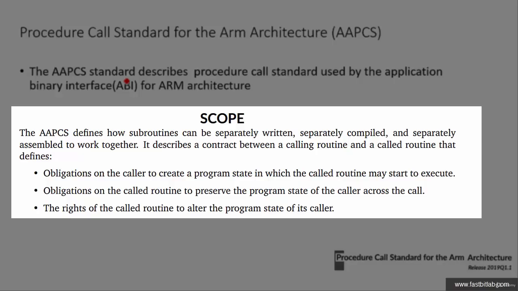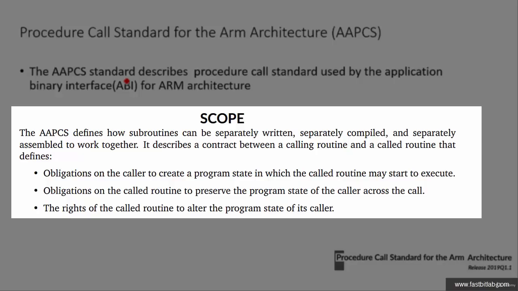It describes a contract between a calling routine and a called routine that defines obligations on the caller to create a program state in which the called routine may start to execute. Obligations on the called routine to preserve the program state of the caller across the call. The rights of the called routine to alter the program state of its caller.